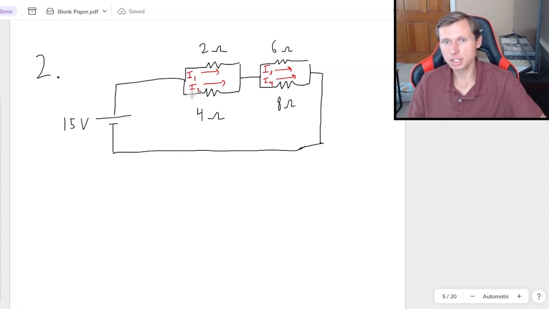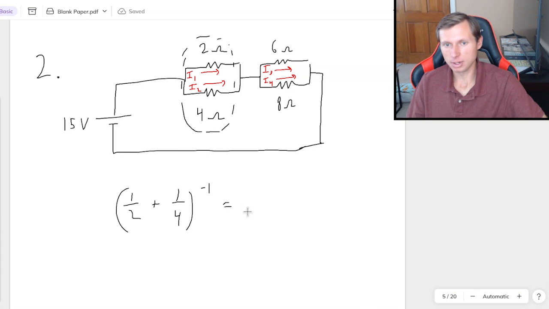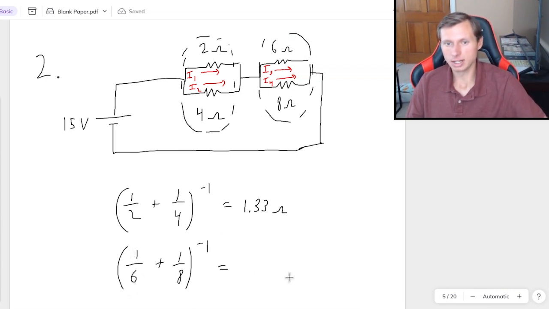Okay, so like I mentioned, the first thing we're going to do is combine these resistors one at a time. Don't do it all in one step. That's not going to work. So for the first one, it's in parallel. So (1/2 + 1/4)^-1 will be 1.33 repeating ohms. And then for the 6 and the 8, it's going to be (1/6 + 1/8)^-1, and that's going to be 3.43 ohms.